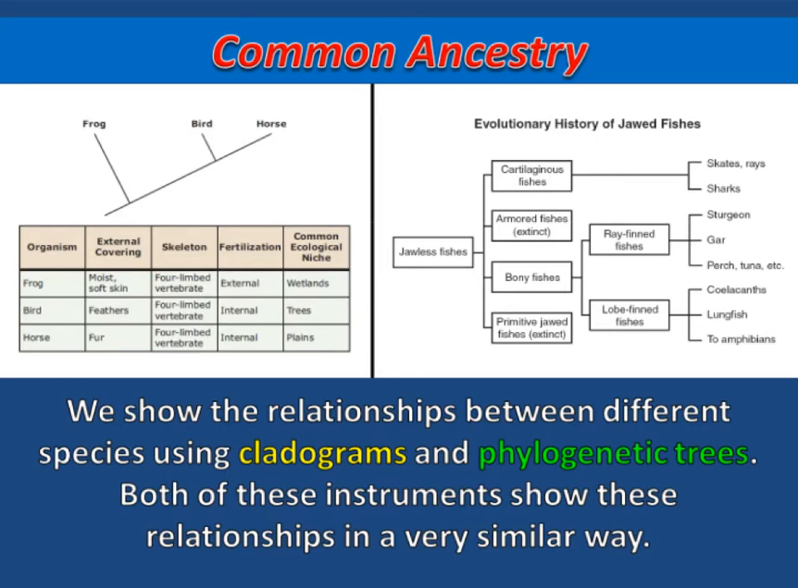On number 2, what tools do scientists use to depict the relationships between different species? And the answer, cladograms and phylogenetic trees, is number 2. Cladograms and phylogenetic trees.